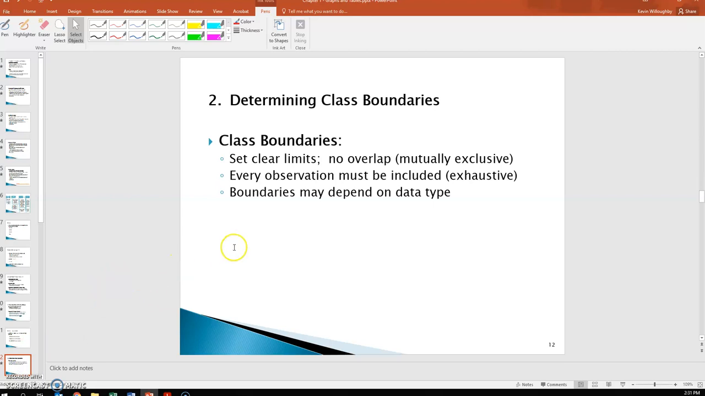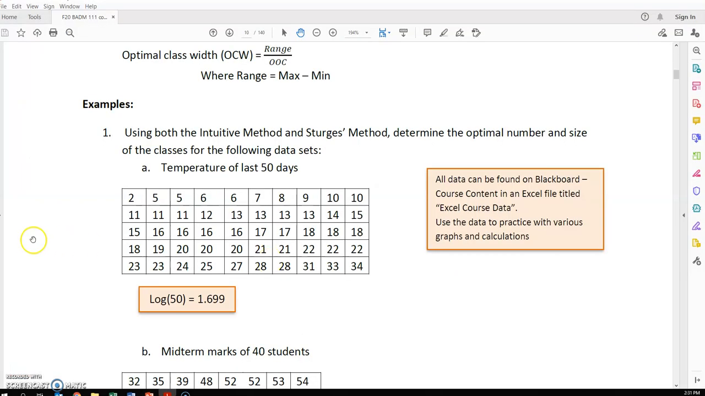After we calculate that class width, the OCW number, we need to go into determining the class boundaries. Where do we actually start? If you look at our data, our lowest value is 2, so we could start at 2 and go up to, for example, 2 to under 7. We could start at 1 through 6, for example, or we could start at 0 and go 0 to 5 and 6 till 10 kind of thing.